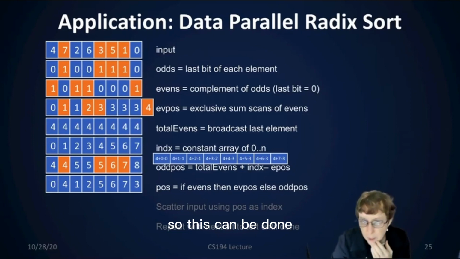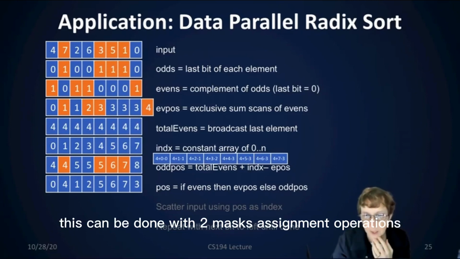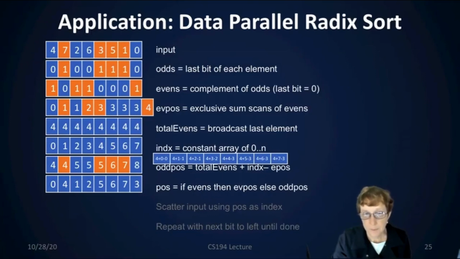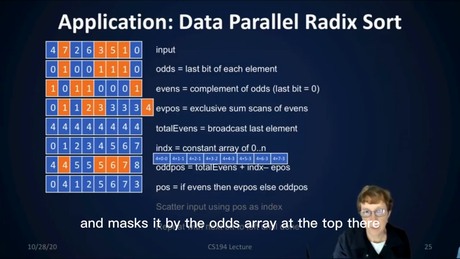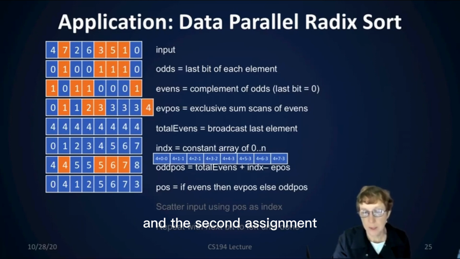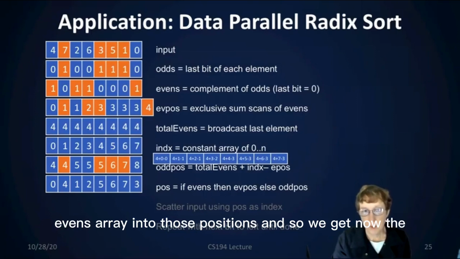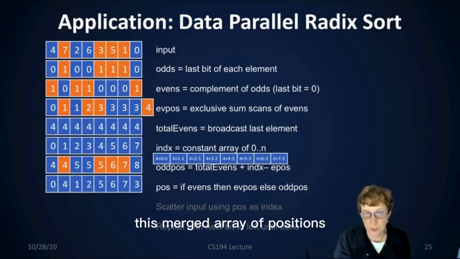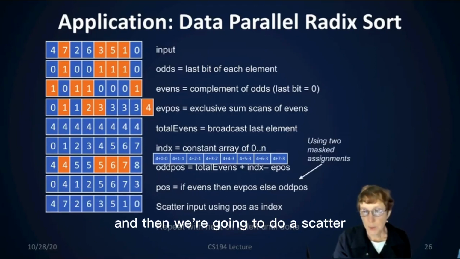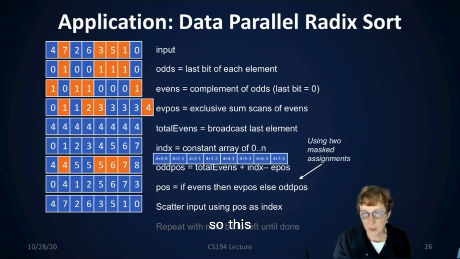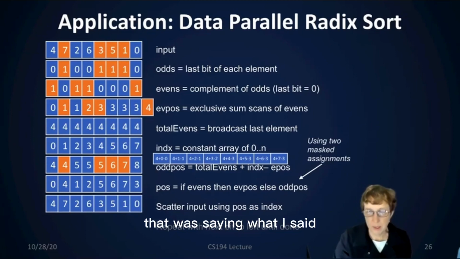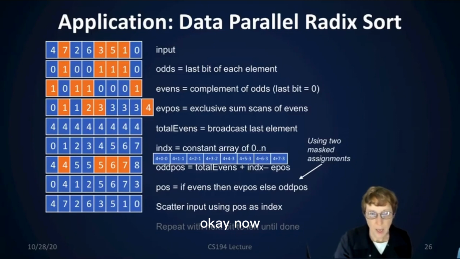This can be done with 2 masked assignment operations. The first one takes the odd pos and masks it by the odds array at the top there, the second line. And the second assignment does an assignment of the even pos with the evens array into those positions. And so we now get this merged array of positions. And then we're going to do a scatter. So this arrow should have been pointing a line above. That was saying what I said, which is it's using 2 masked operations.